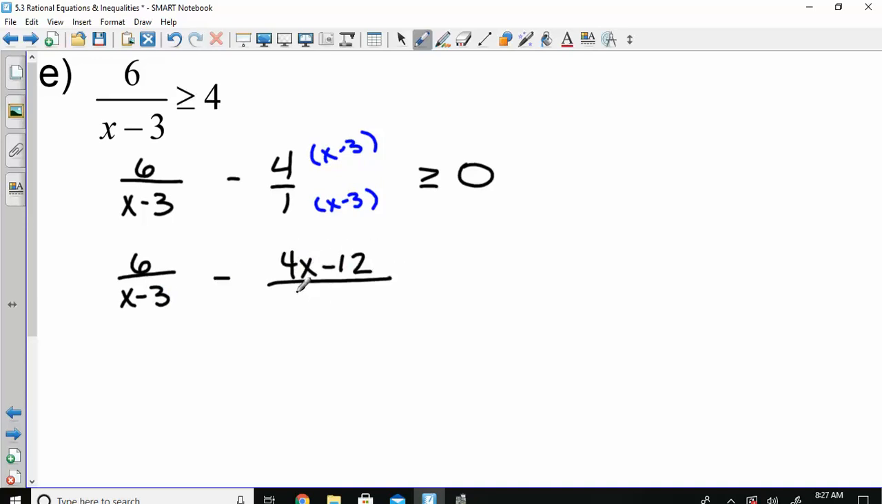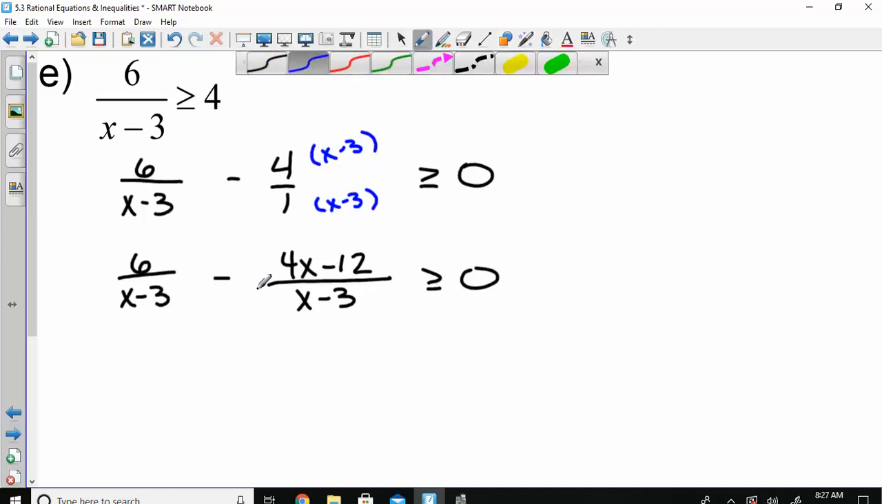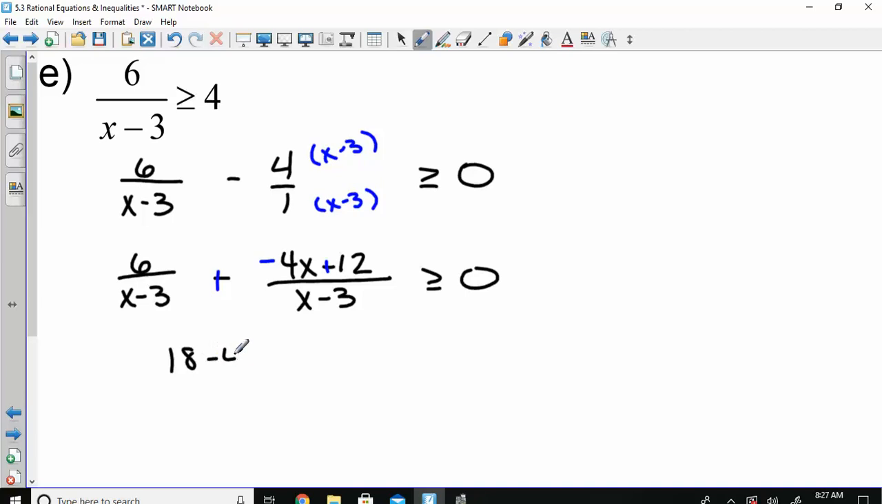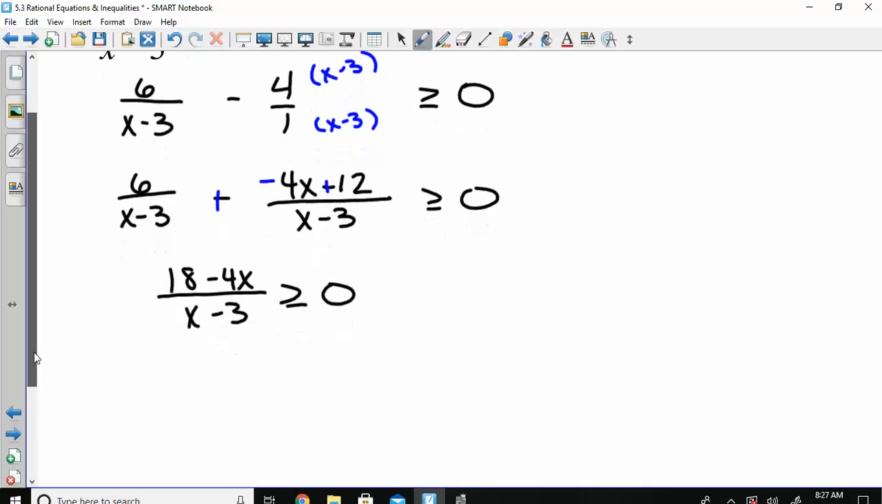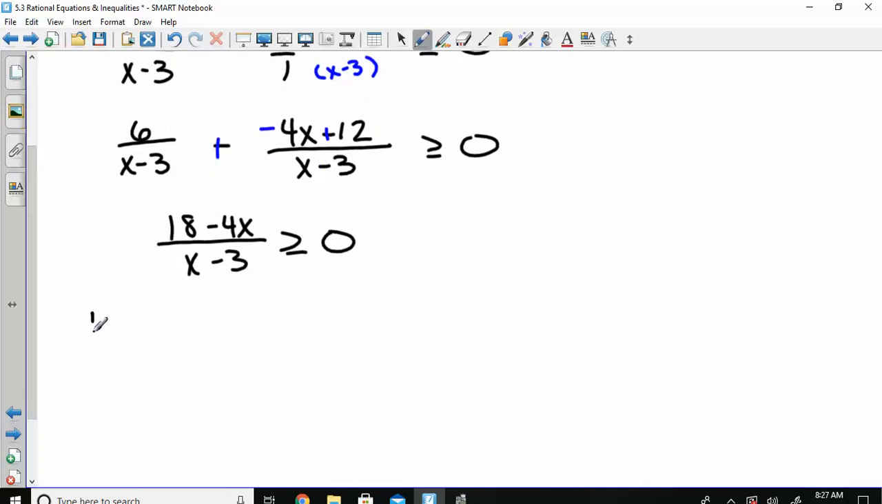The place where I saw a mistake was right here. This is a minus, so what should I do? Distribute that negative. So then 6 plus 12 is 18 minus 4x over x minus 3. Okay, set top and bottom equal to 0.